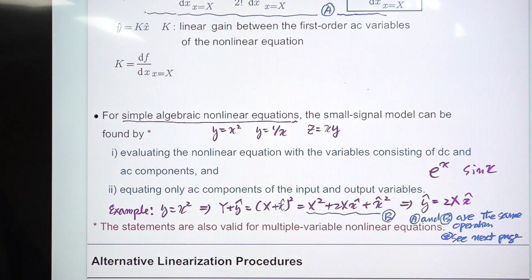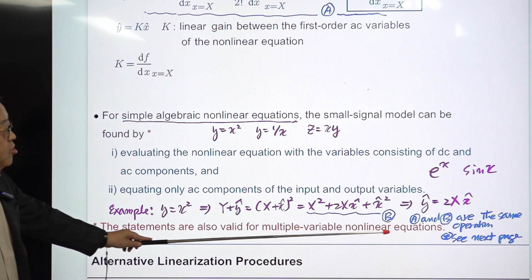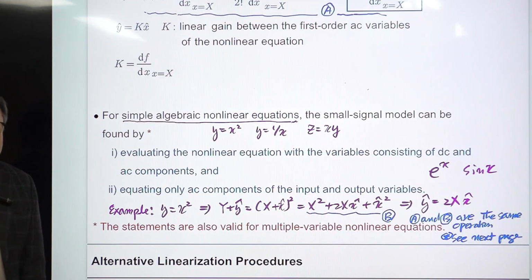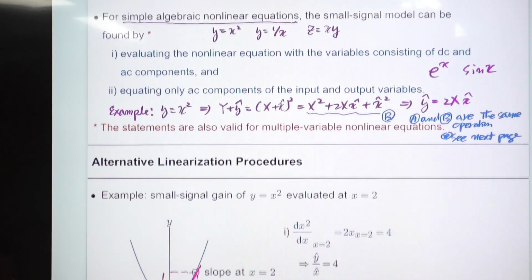This statement is true for multiple variable nonlinear functions, because we are going to linearize the average equation of the PWM switch, which is a multiple nonlinear function. So this type of approach is applicable universally. So we'll be using this later, but you should understand the origin of that approach.